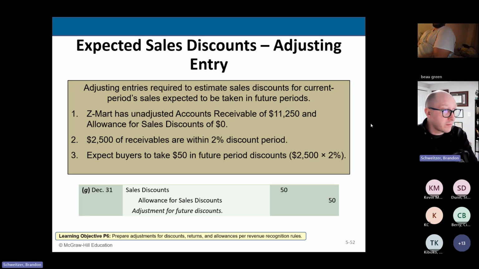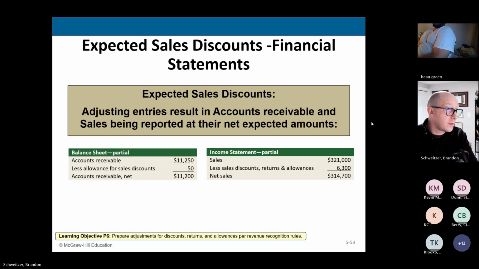It's kind of like an estimate. We could always make adjusting entries for estimates. What else can I tell you about this? Yeah, I think that's all I wanted to say about that one.